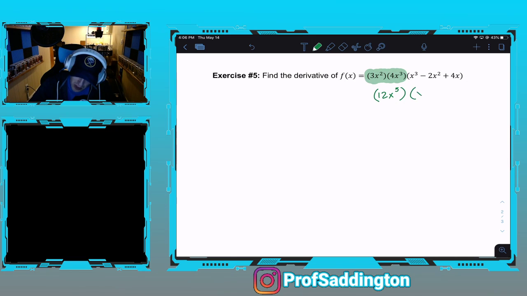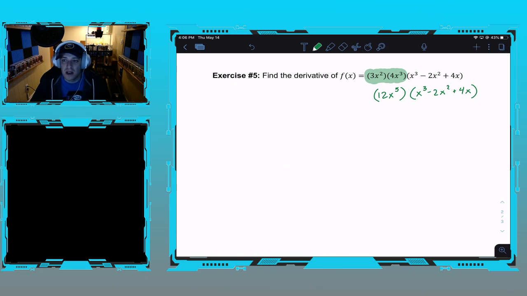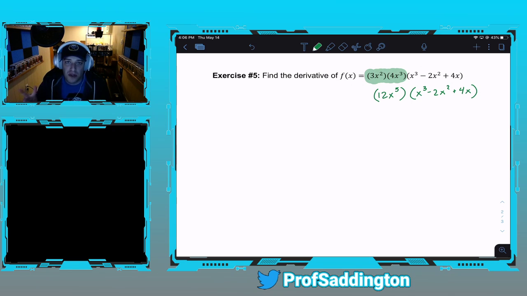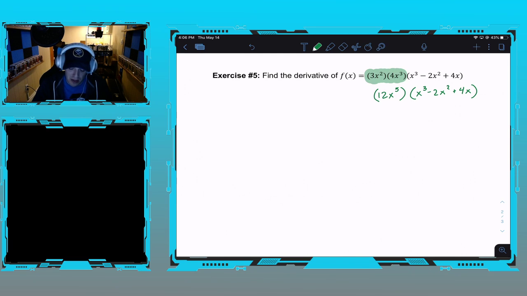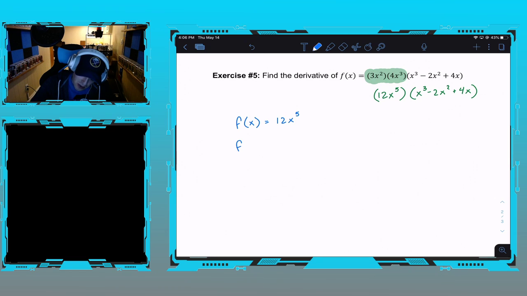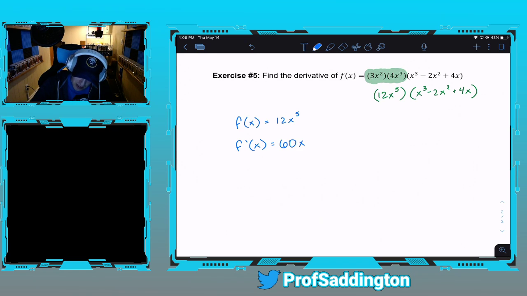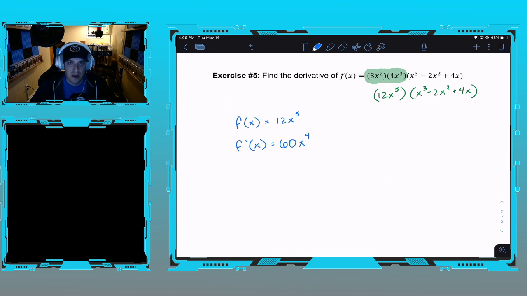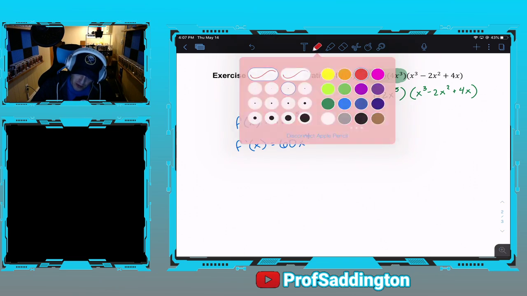And I'm just going to rewrite the second factor. Now that I have those 2 factors, I can use the same method that we've been doing all along. I can say f of x is equal to 12x to the 5th. And now I can do the derivative of that. So if I bring the 5 out, 5 times 12 would be 60. And I have to subtract 1 away to the 4th power. So I got the first part done.